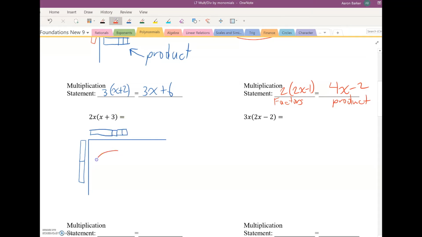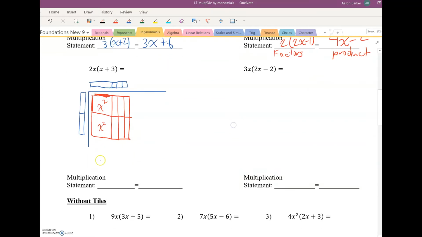So now you're going to create a rectangle, the same dimensions right here. This will be dimension 2x. This will be the dimension x plus 3. And there's the rectangle that's created. Following your lines, now guess what? You have a new shape created. You have an x squared. The area is x squared. X is this dimension and x is this dimension, so it's a perfect square. And then we have x times 3, which gives us 3x. So altogether then was your multiplication statement: 2x times x plus 3 equals 2x squared plus 3x.